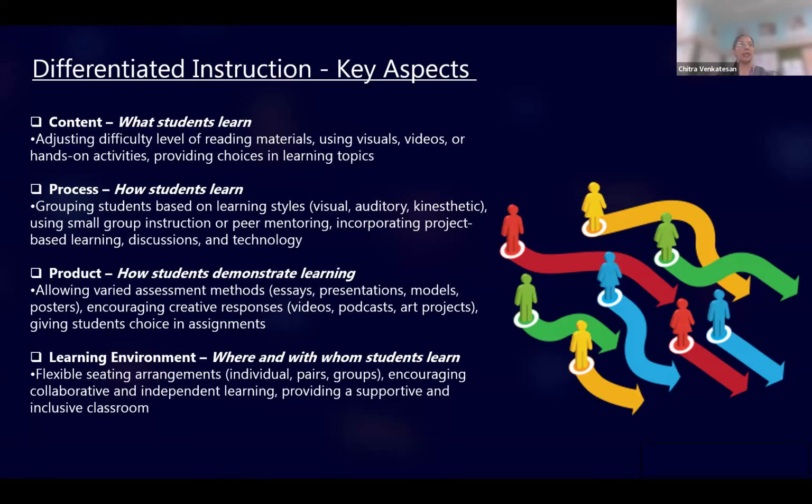Coming to the product. Product is how the students demonstrate. Content is delivered in the class, and the process, how the students learned, is also done. Now we have to see how the students are going to demonstrate what they have understood. Again, we can have flexibility in it. One group can be those who are very good in presentation. They can be asked to give a presentation on that particular topic. Let the students select the topic on that particular content, and there might be subtopics also. So allow the students to select the topic.